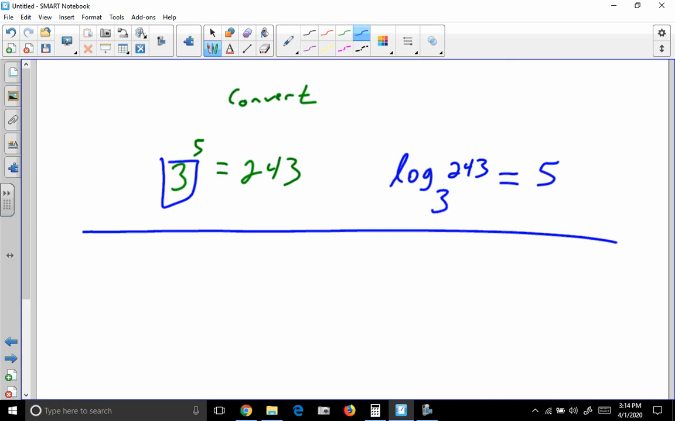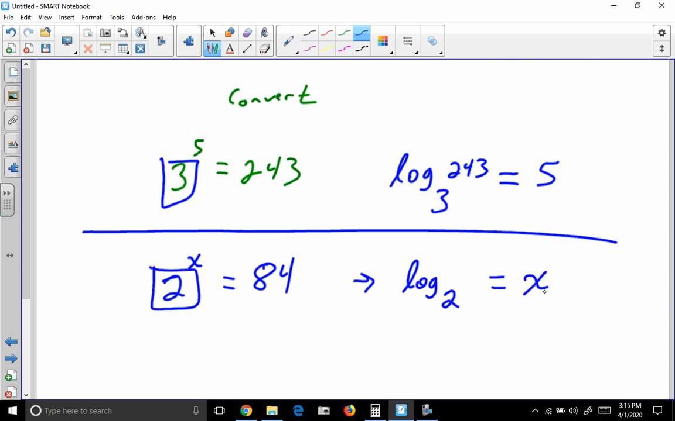Let's say we have 2 to the x power equals 84. If we convert that to a log equation, we would have log, our base is 2, the exponent is what goes here, and 84 goes there. A log equals an exponent.